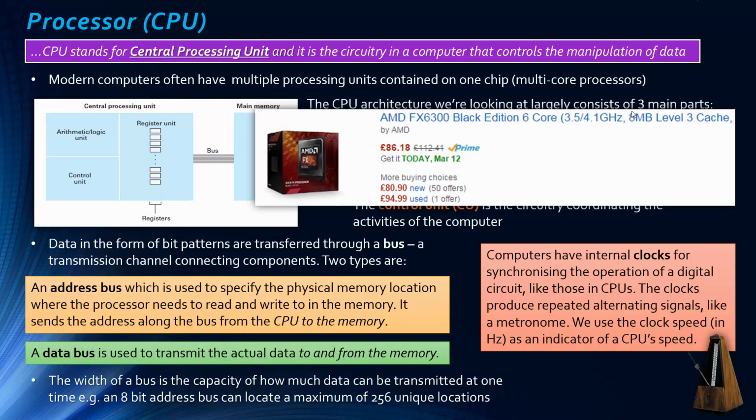And you can see we've got 8 megabytes of level 3 cache. So now hopefully, if you're buying a processor, you'll understand what this stuff means.